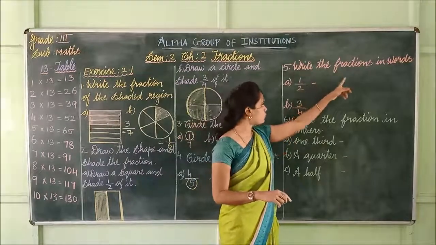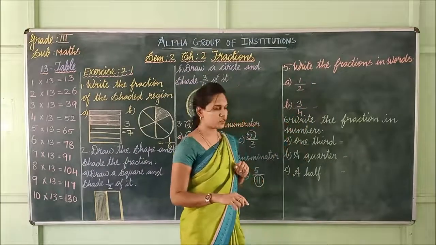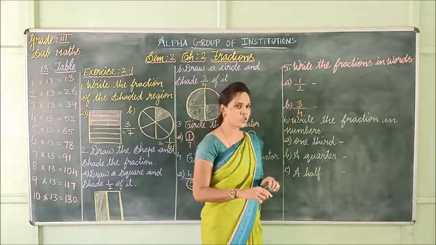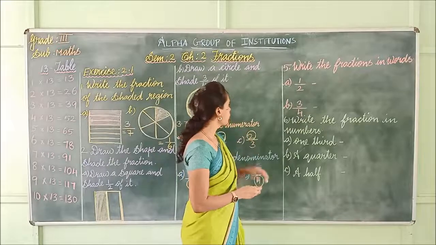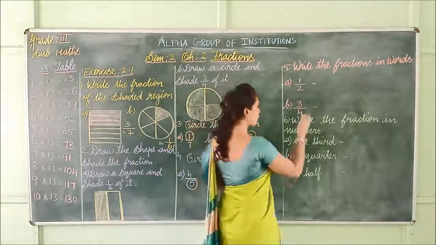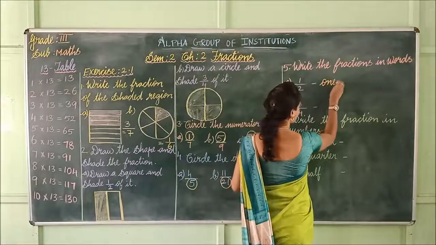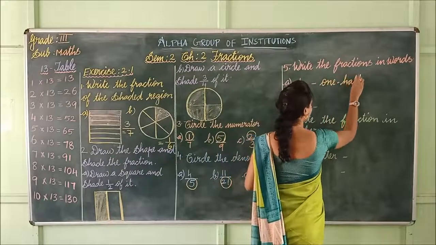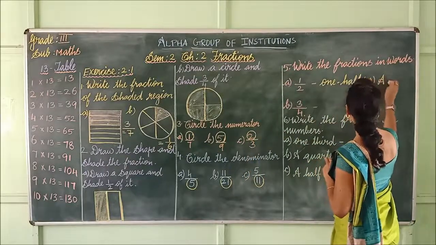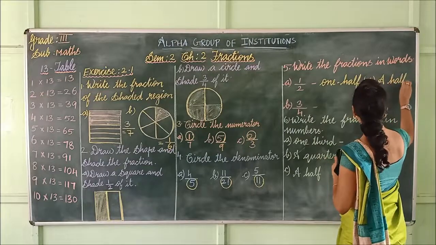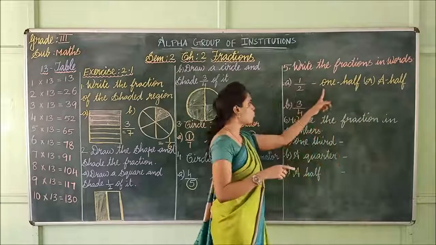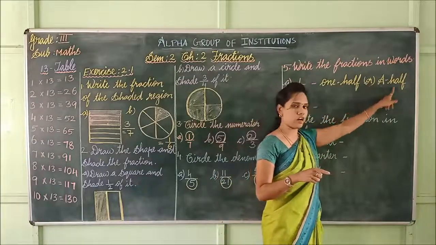See, write the fraction in words. Here they have given the fraction in numbers. We have to change it into words. First one, 1 by 2. This you can write 1/2, or a half. A means 1. Children, a means 1. So 1 by 2 can be written as 1/2 or a half.